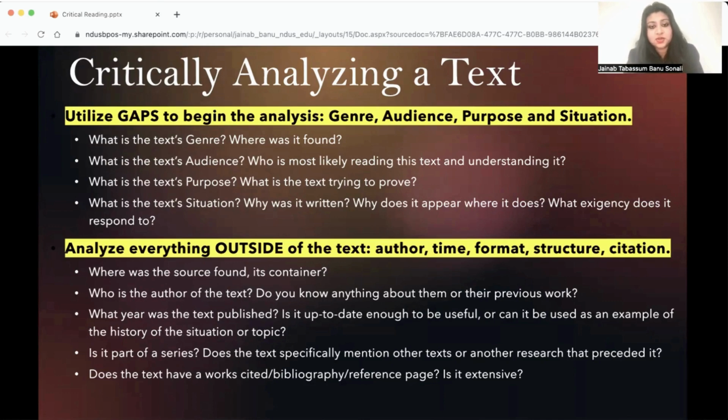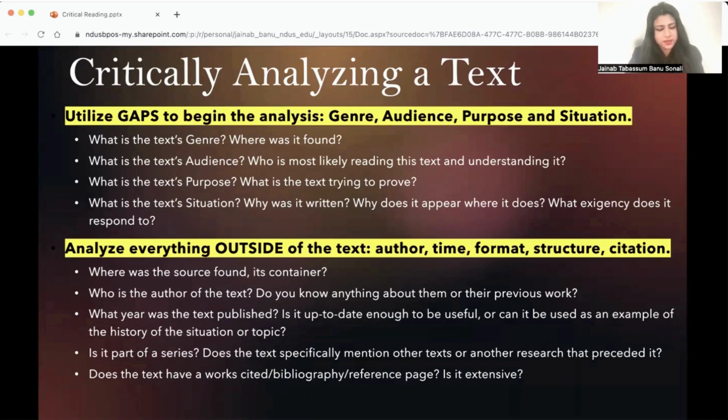But for now, let us talk about what is outside of the text, because new criticism asks you to just focus on the text, only the text, and nothing but the text. But critical reading helps you to understand what is outside of the text. These things are also important. So analyze everything inside and outside of the text. Let's talk about what is outside.